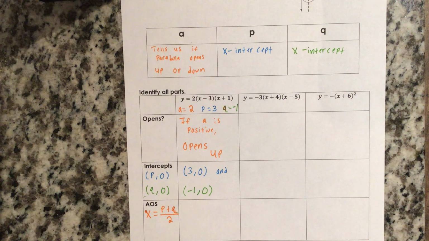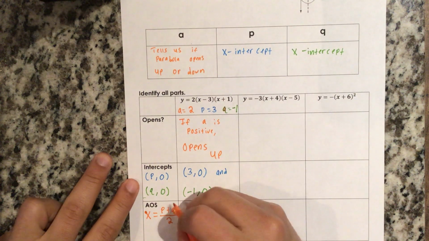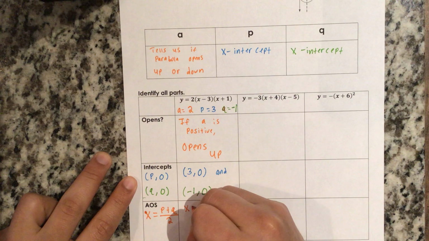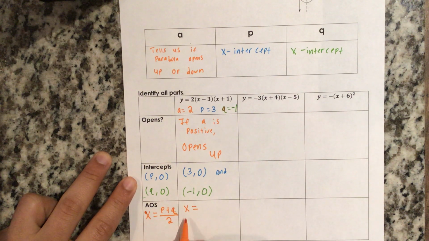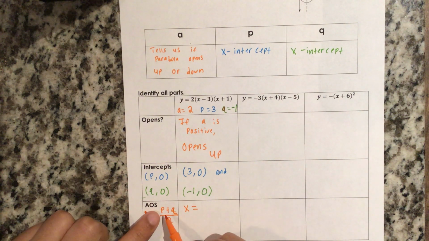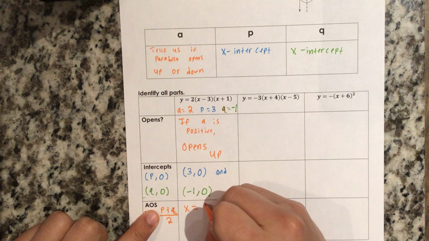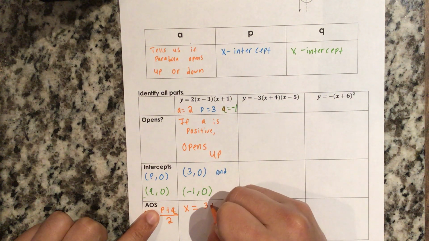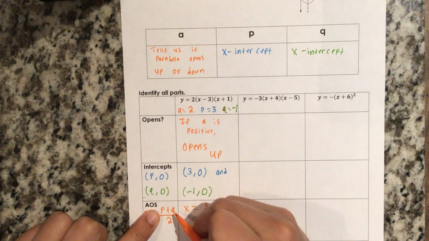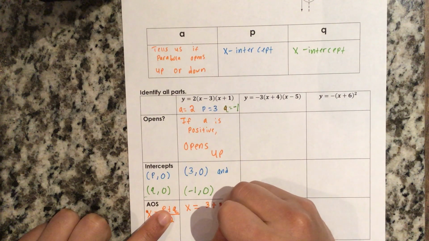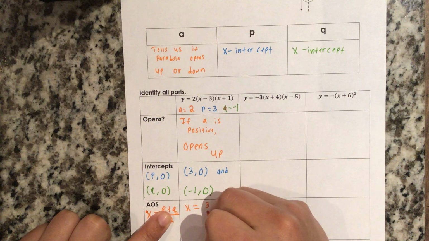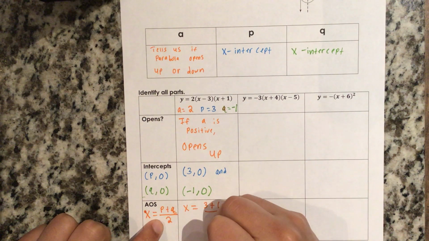So let me show you how that works. For this example, we start with x equals, because axis of symmetry always starts with x equals. And now instead of p, I'm going to substitute my p. So x equals 3 plus my q, so -1. I'm going to write that in parentheses, over 2.